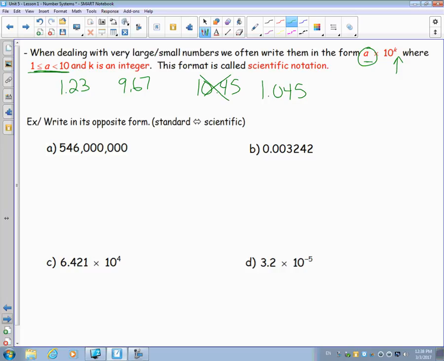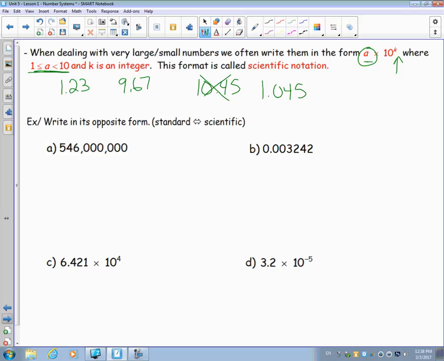My base number is between 1 and 10. And my k value has to be an integer. It's how many spots you're going to move your decimal. So you move your decimal 1 spot, 2 spots, 10 spots, 5 spots. You can't move it half of a spot. It always has to be a whole number. So look at some examples here.